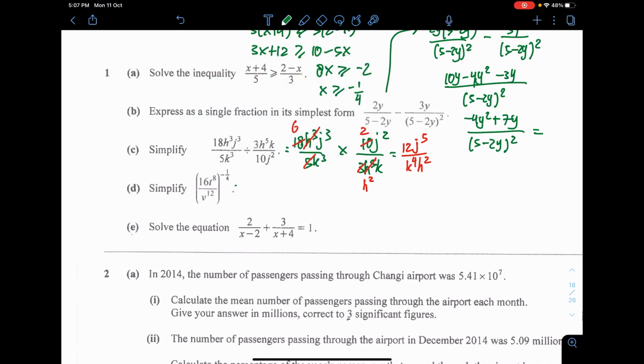Simplify this. Okay, power of negative 1 over 4. I like the power to become a positive power, my preference. So I can just flip the number inside and the power becomes positive now. v^12 divided by 16t^8. Power of 1 over 4, I can multiply it to each of the terms there. I got v^3 divided by 16 to the power of 1 over 4.